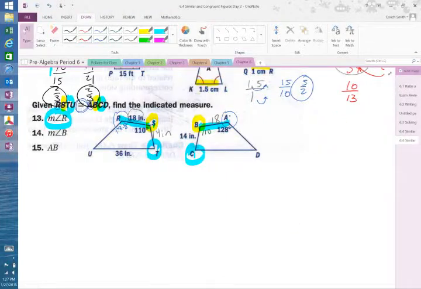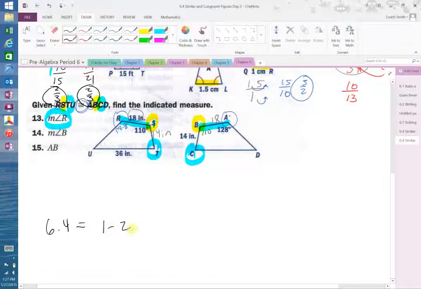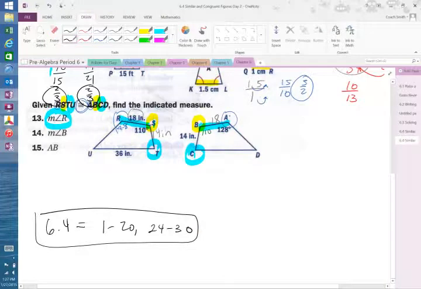Yes, Haley. So your homework. Your homework is 6.4. We're going to finish up. Obviously you had 1 through 9 last night. You're going to do 1 through 20 and 24 through 30. Okay, and you still got 20 some odd minutes to work on it. All right, so we're going to get started.